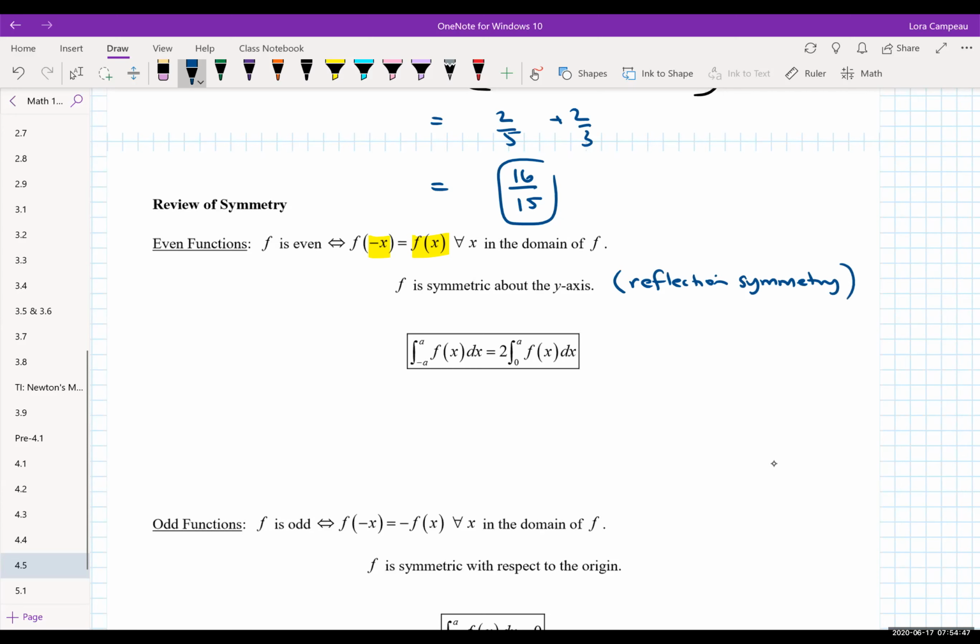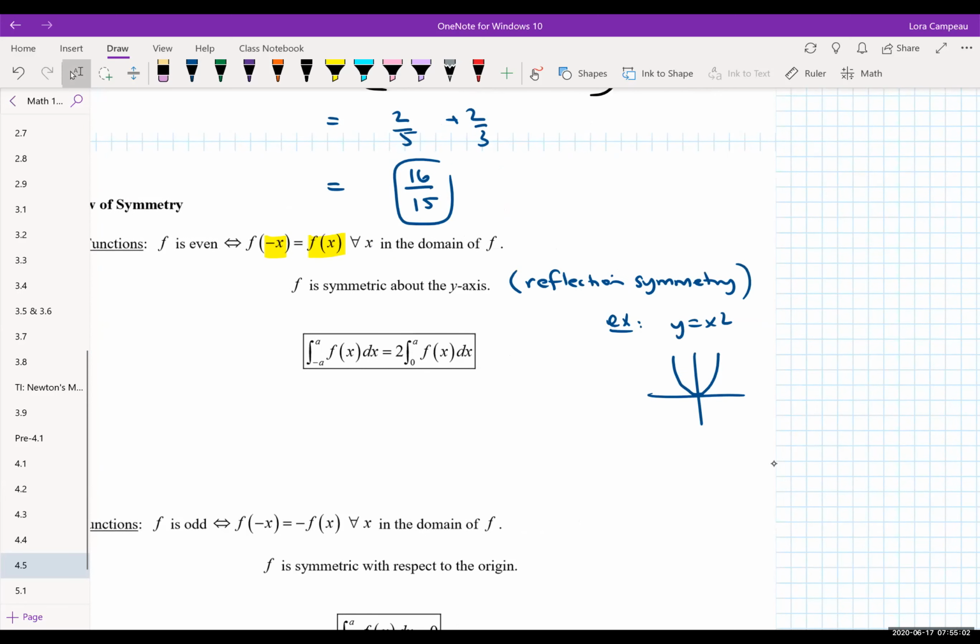Some nice examples that you might like: our favorite function, y equals x squared, which is symmetric about the y-axis. Another fun one, pulling up some trig, is y equals cosine x. I have to take my time to draw it, but it does have a nice symmetry going on. Whenever you see these, it's quite a nice shortcut for integrating.